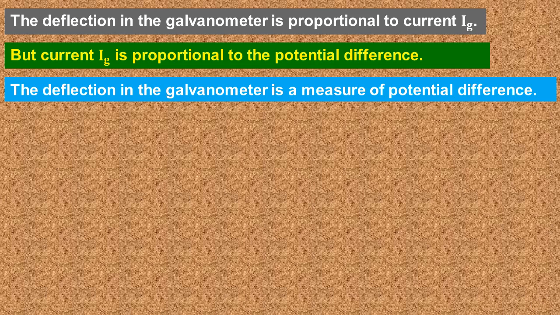Now, the key points. A voltmeter is a high resistance instrument and it is always connected in parallel with the circuit element across which the potential difference is to be measured. An ideal voltmeter has infinite resistance. In order to increase the range of the voltmeter n times, the value of resistance to be connected in series with the galvanometer is Rn is equal to (n minus 1) times Rg.